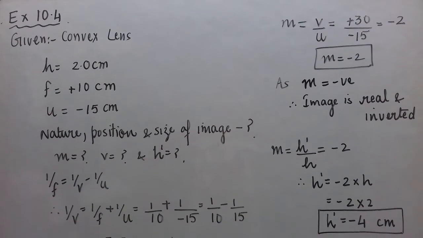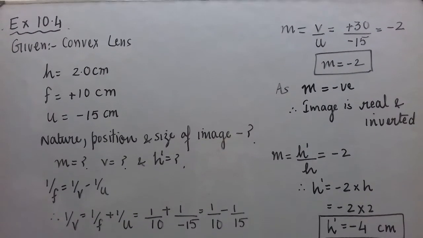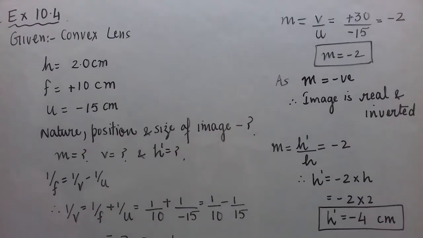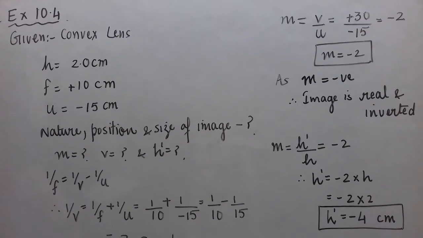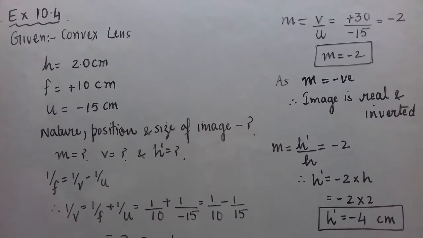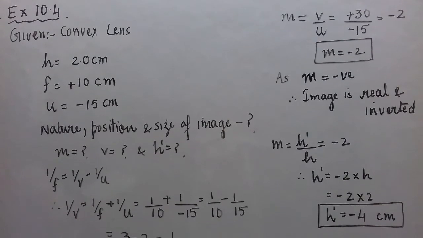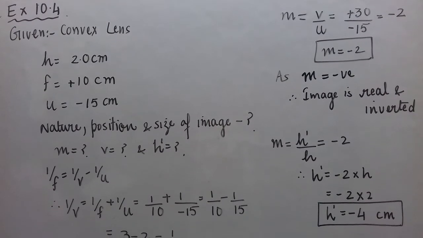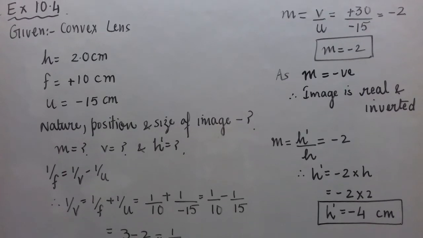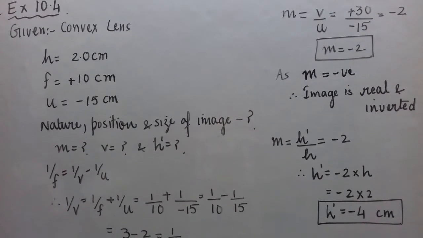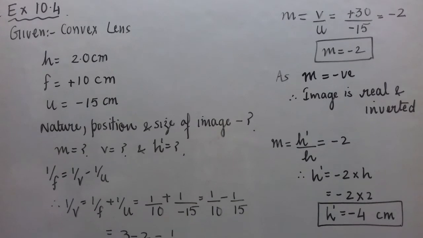Now example 10.4. A 2.0 centimeter tall object is placed perpendicular to the principal axis of a convex lens of focal length 10 centimeter. The distance of the object from the lens is 15 centimeter. Find the nature, position and size of the image. Also find its magnification.